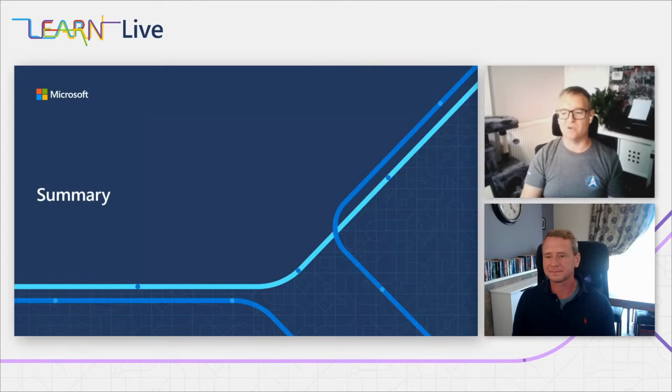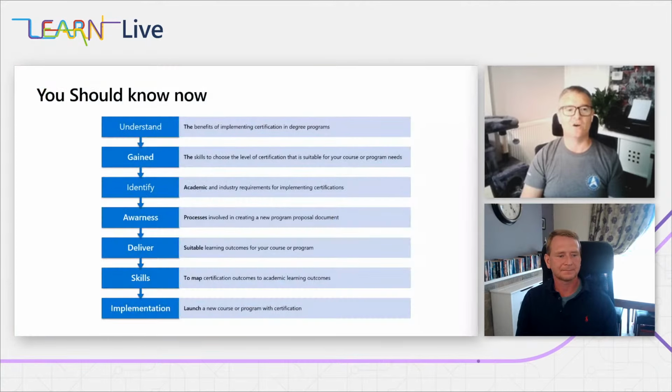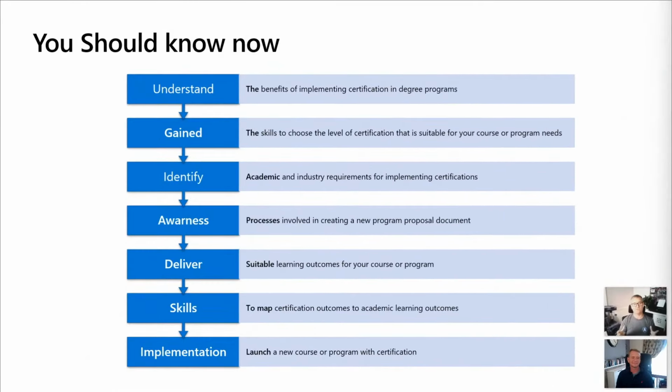So let's quickly do a summary of some of the key things that hopefully you've got from the session today. And if you're more interested, you'll go along and do the Microsoft Learn module and hopefully implement certification into your degrees. Hopefully you've understood the benefits of implementing certification in degree programs. You should have gained the skills to choose the right level of certifications that's most suitable for your course or program needs. You should be able to identify academic and industrial requirements for implementing certifications. You should have awareness of the processes involved in creating new programs and proposal documents. You should be able to deliver suitable learning outcomes for your course program. And you should have the skills to map certification outcomes to academic learning outcomes. And then hopefully you'll be able to implement and launch a new course program with full certifications.